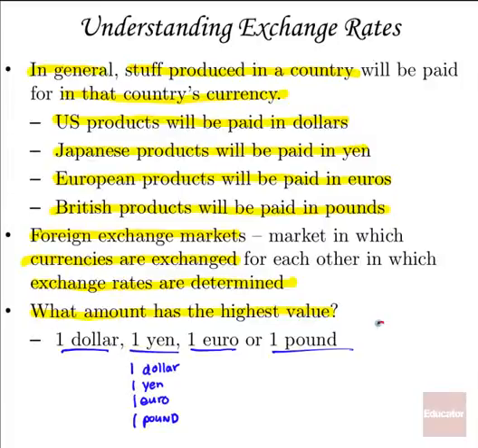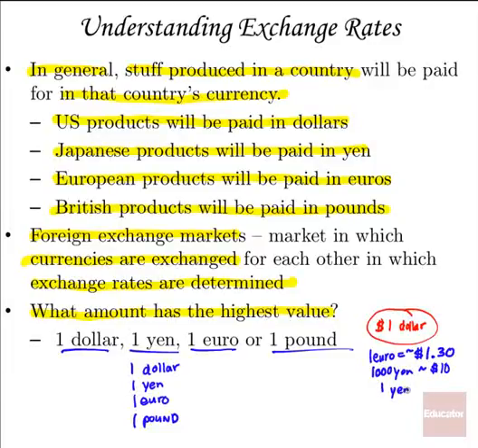But let's take a look at this. $1 equals $1. So that's pretty easy. Now, 1 euro, what does 1 euro equal? 1 euro is going to equal approximately $1.30. I haven't checked the exchange rates today, but that's roughly where it is. I don't know exactly what 1 yen equals, but I know 1,000 yen is approximately $10. So 1 yen is going to be 10 divided by 1,000, about a penny.